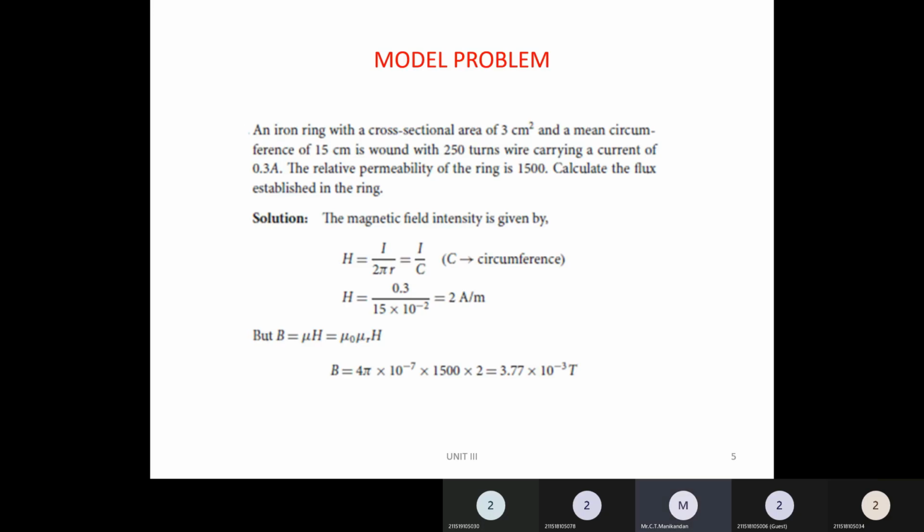So we are seeing a small model problem relating to magnetic flux density and field intensity, where we have to finally find out the flux. You can see a model problem here.